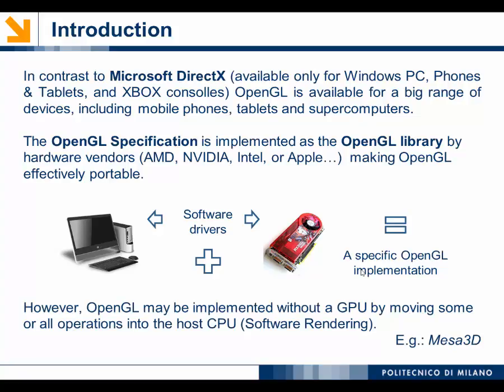It is also possible to have some implementation of OpenGL which doesn't require specific hardware, but instead moves the majority of operations that are usually performed by the graphic adapter hardware over to the CPU. Of course, this reduces the performance, but there are libraries, for example Mesa 3D, that allow you to use OpenGL without having a graphic adapter enabled for using OpenGL. Maybe because it's very old.